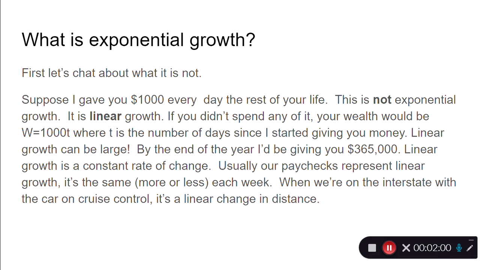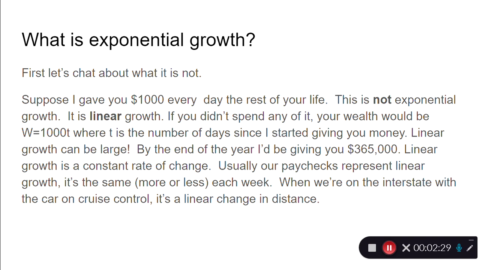So here is an example of how you could have rapid growth that's not exponential. Suppose on January 1st, I gave you $1,000. And every day of the year, I gave you $1,000. That's a lot of money. By the end of the year, you'd have $365,000. It might be tempting to say that your checking account is growing exponentially, but it wouldn't be.